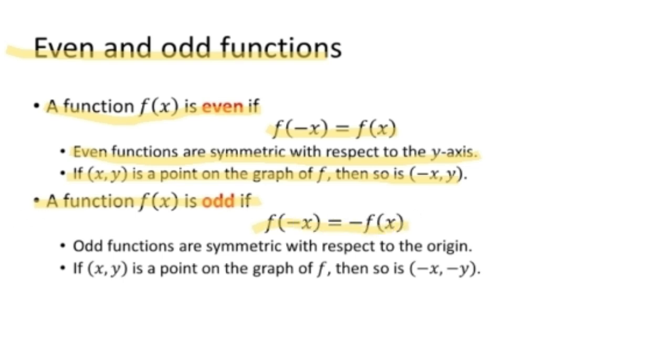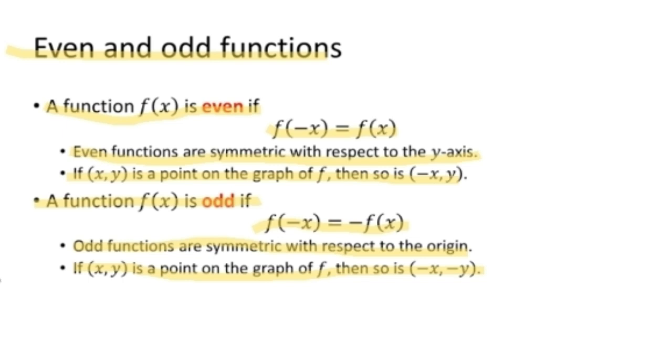Odd functions are said to be symmetric with respect to the origin. Now, what does it mean to be symmetric with the origin? If we have the point x, y on the graph of f, then the point negative x, negative y is also on the graph of f of x. The way we can tell that a graph is odd visually is we would imagine taking our graph, folding it along the x-axis, and then folding it along the y-axis.